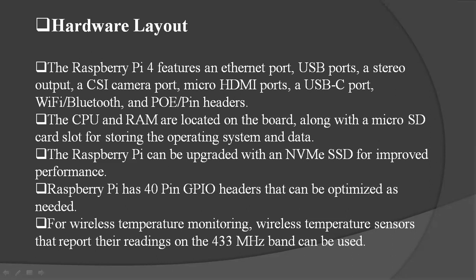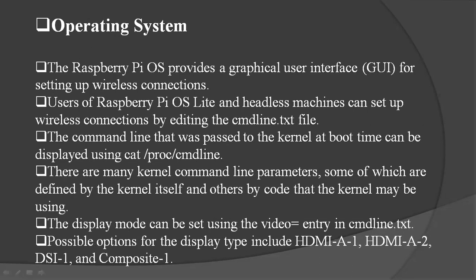This Raspberry Pi has 40-pin GPIO headers that can be optimized as needed for wireless temperature monitoring. Wireless temperature sensors that report readings on the 433 megahertz band can be used. So the Raspberry Pi can be used for wireless temperature monitoring, where the wireless temperature sensors report the readings of the weather, so that we can find out what the weather is going to be, on the 433 megahertz band. So the next is the operating system.